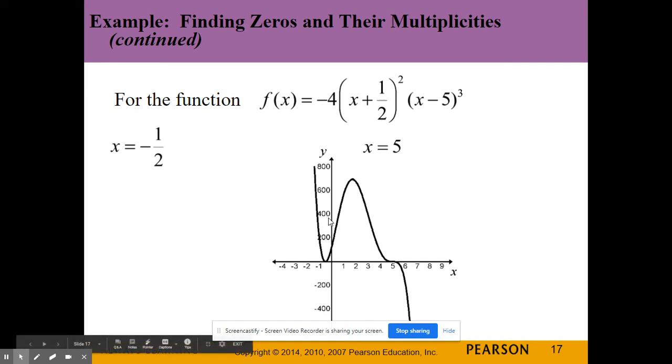So again, this is what it's going to look like when the exponent is even. It's going to hit and turn around. This is what it's going to look like when that exponent is odd. It's going to cross through. And seeing how it did flatten out a bit, that's what it was talking about 2 slides ago. It flattened out a bit, but it still passed through.